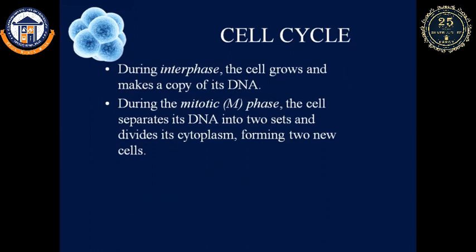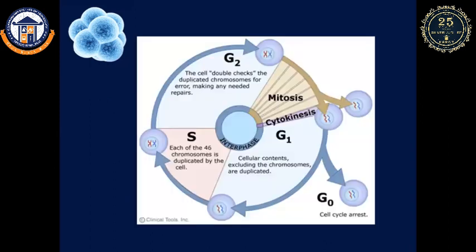The cell itself gets divided into two. Interphase: G1 phase, S phase, and G2 phase. G1 phase is known as gap phase 1, G2 phase is known as gap phase 2, and S phase is known as synthesis phase. In G1 phase, the cellular contents excluding the chromosomes are duplicated, whereas in the synthesis phase, all the 46 chromosomes get duplicated.